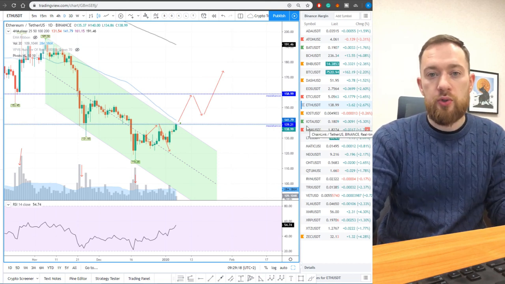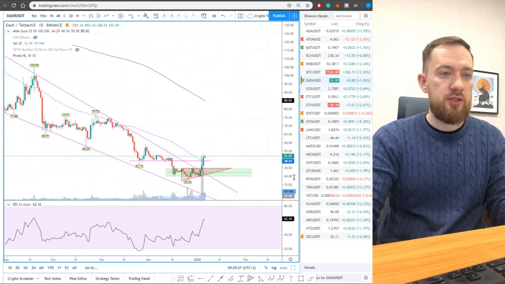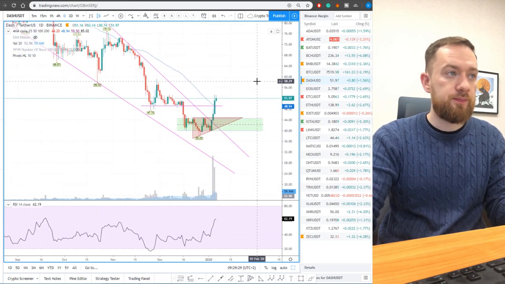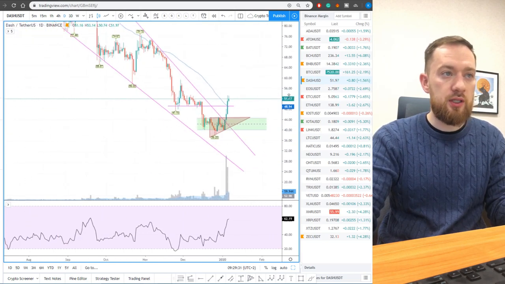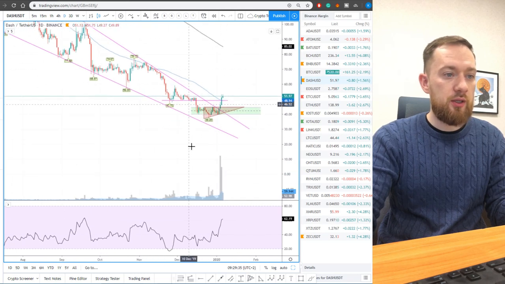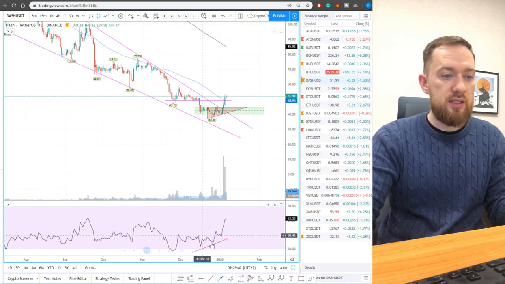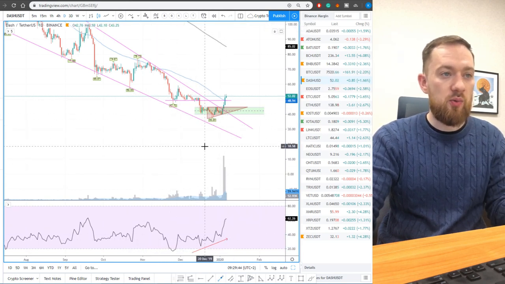But what I also wanted to show you is actually a couple of positions that we traded and we posted on our TradingView account. The first one is Dash. Dash was working very well. The crucial idea here was that we were in the down wedge and we saw a nice divergence between the price and the RSI indicator for quite a while.